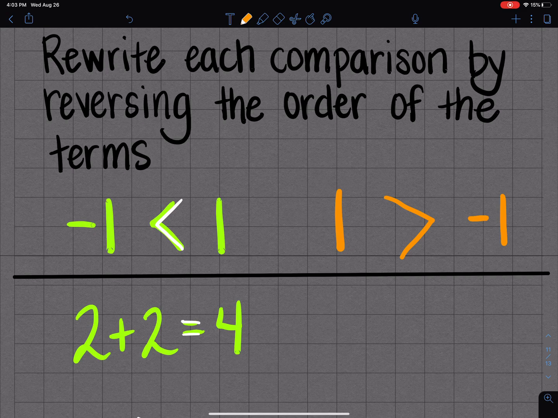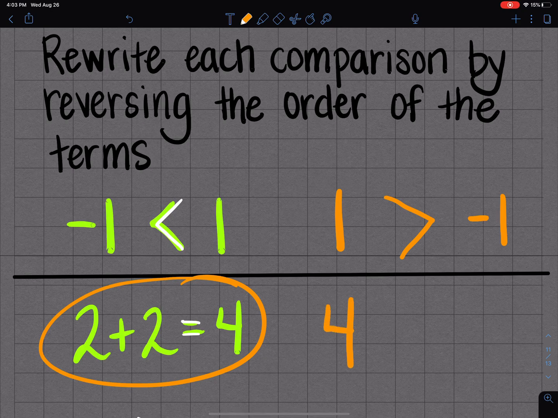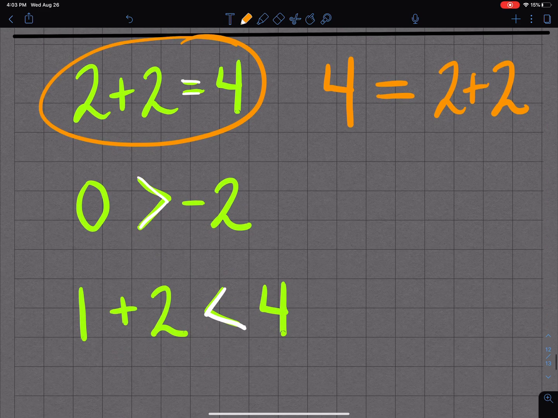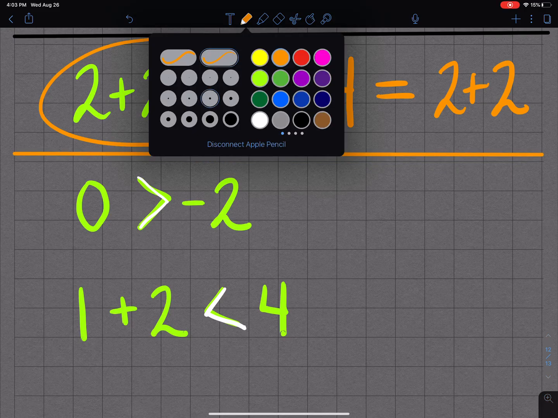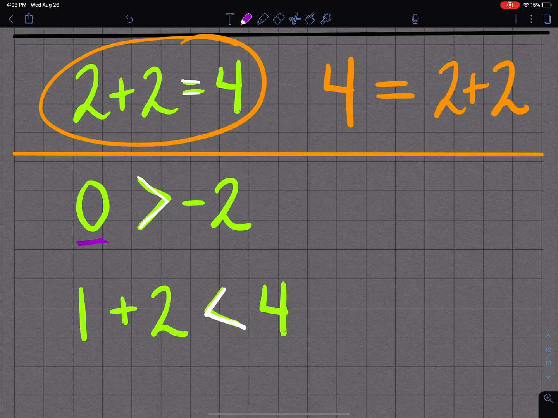All right, what about this one down below? I'm going to change that so the 4 is on the left and the 2 plus 2 is on the right, but they're still going to be equal. Okay, how about the next one underneath? I'm going to get a different color so it's not too confusing. We have 0 is greater than negative 2. So here I'm going to put the negative 2 on the left, the 0 on the right, and I'm going to flip the sign so that the 0 is still greater. 0 is still the bigger number.